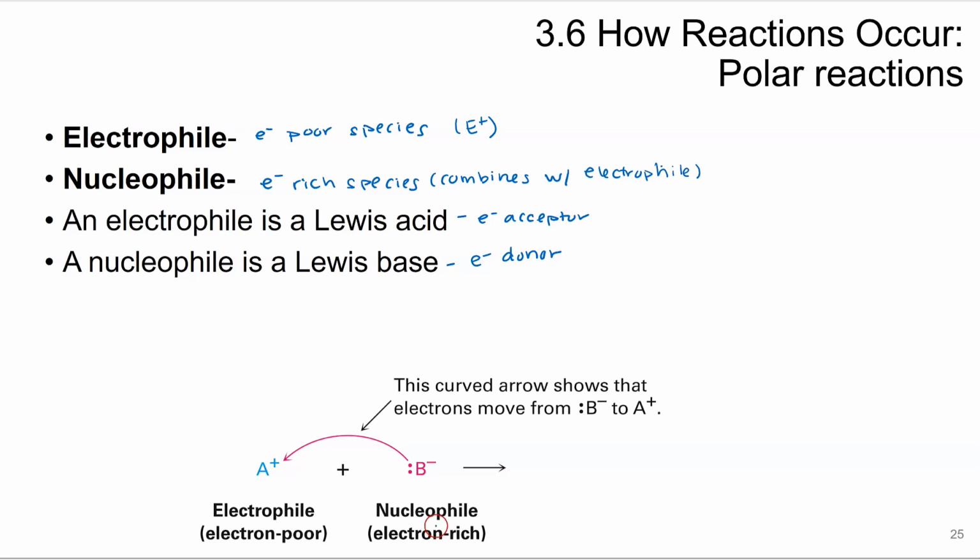So what you're seeing here is a nucleophile, which is electron rich, has the extra electron lone pair. Electrophiles are electron poor, so it's positively charged. The nucleophile can give its electrons to the electrophile to accept, and then we get A, B. These electrons formed a new bond.